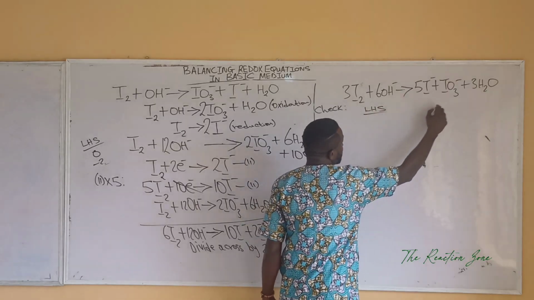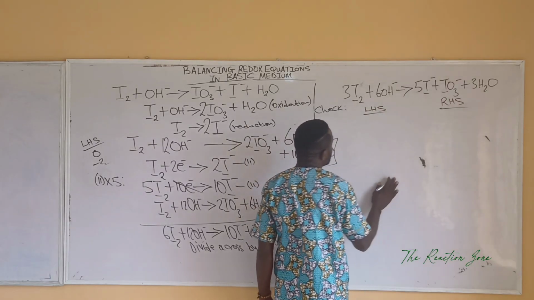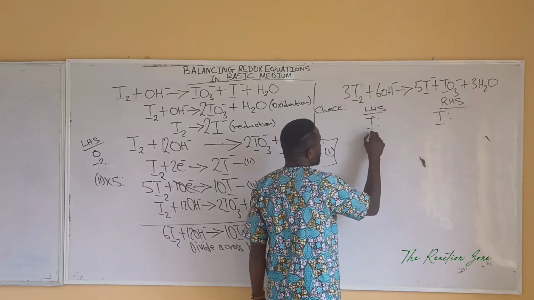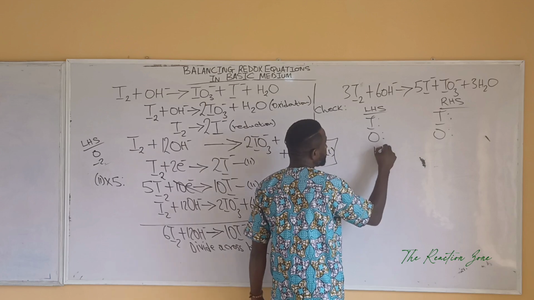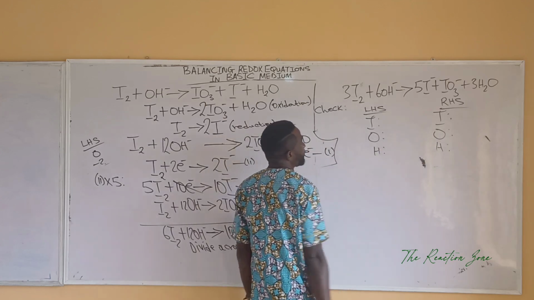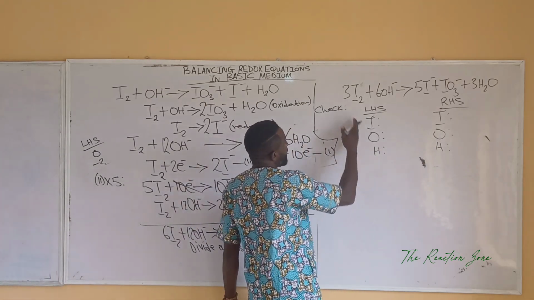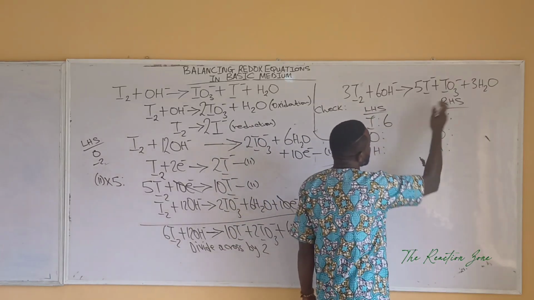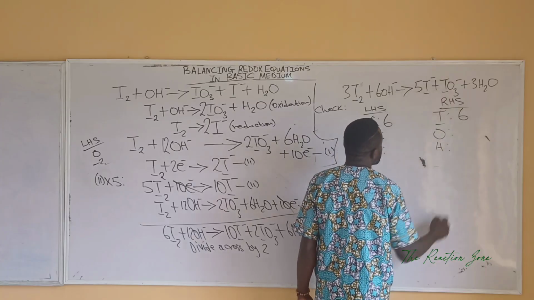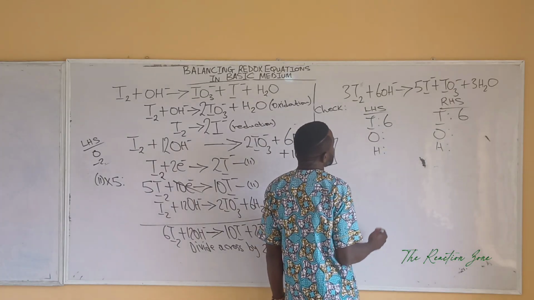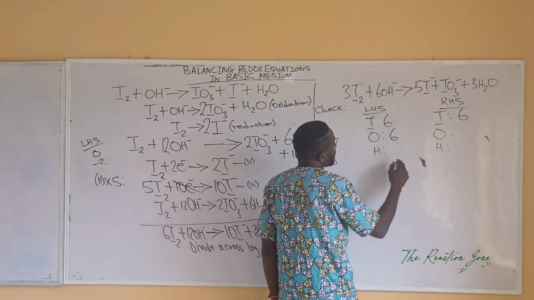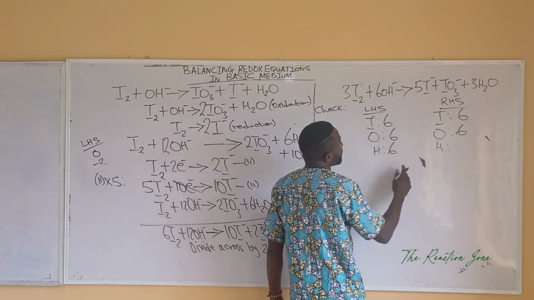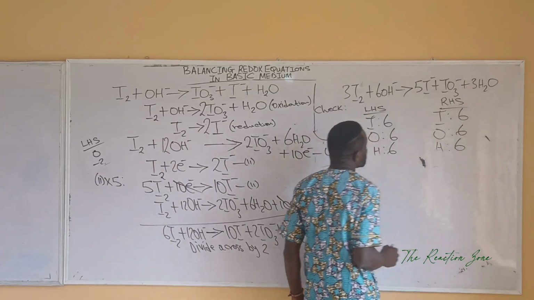So we'll list the atoms on both sides of the balanced redox equation. Iodine is here, we have oxygen on both sides, we have hydrogen as well. So let us see. Iodine atoms here, 3 times 2, 6. Iodine atoms here, we have 5 here plus this one, that is 6. Then, oxygen atoms, 6. Oxygen atoms, 3 plus 3, that is 6. Hydrogen atoms, 6. Hydrogen atoms 3 times 2, that is 6.